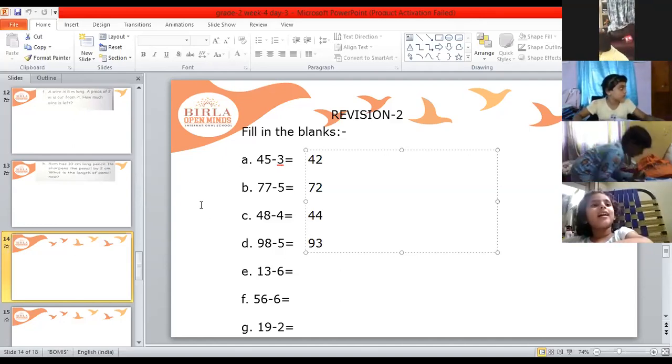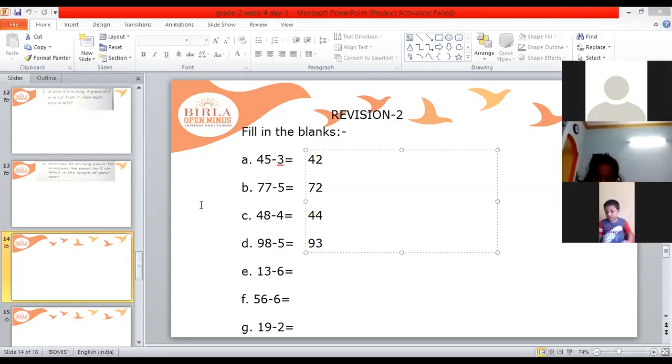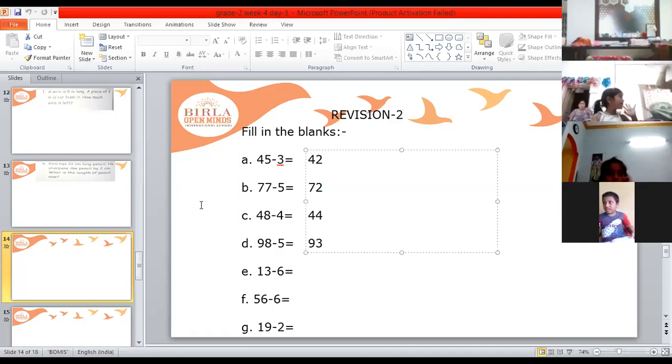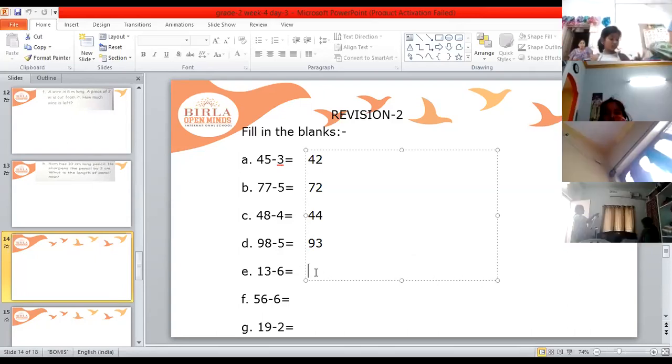That's the correct answer. Now next, bit number E. Hanvit, where are you? Hanvit, please read bit number E, that is question number 5. Please read that question. 13 minus 6. So this is 13 minus 6. After the minus sign, what is the number?